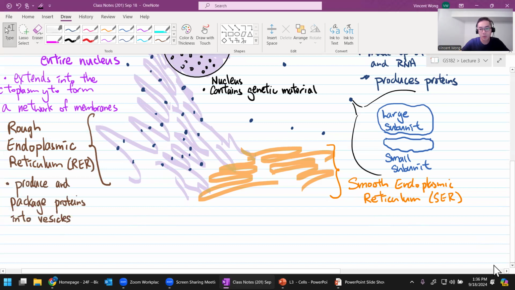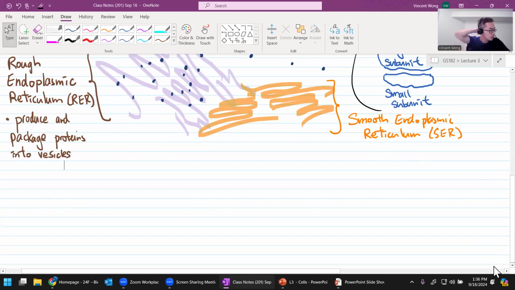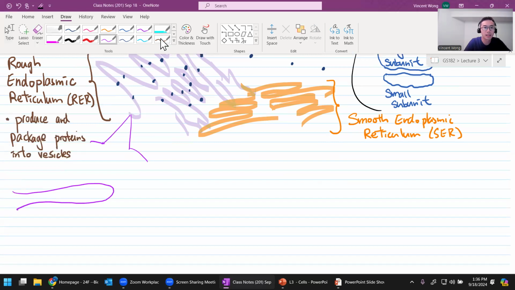Let me explain what that means. This is a little bit difficult to draw, but if I were to zoom in here, whenever I do these little arrow things, we're zooming in. We will see that this is one of those networks, and kind of stuck on the outside of the network would be the ribosome right here.